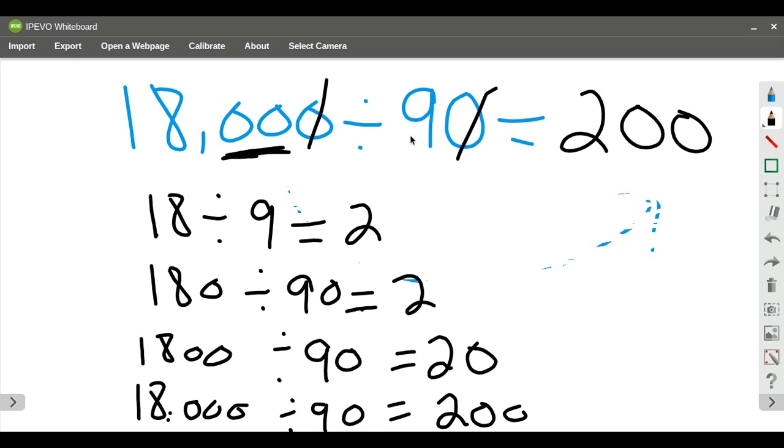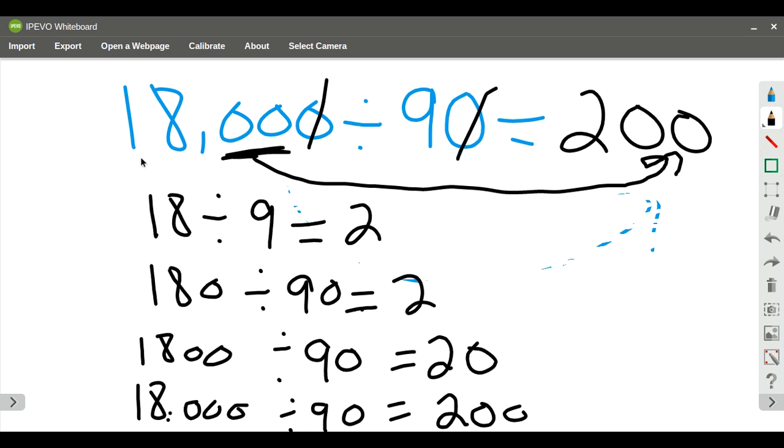So I am able to manipulate and move those zeros first by getting rid of zeros. So I got rid of the number of zeros I had in my divisor. I took them off in my dividend. And then I took the 2 zeros that I had left and I moved them over to my quotient.